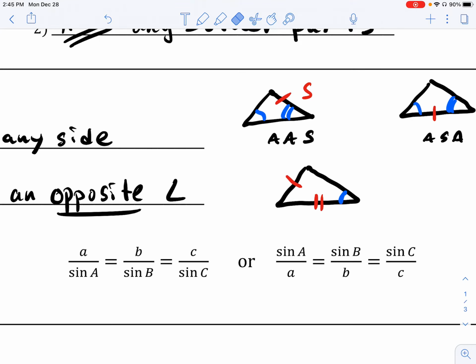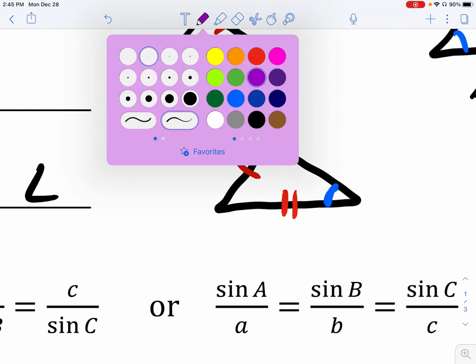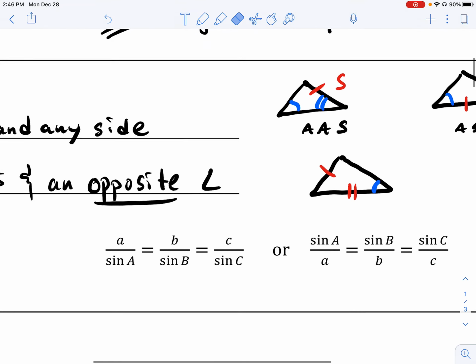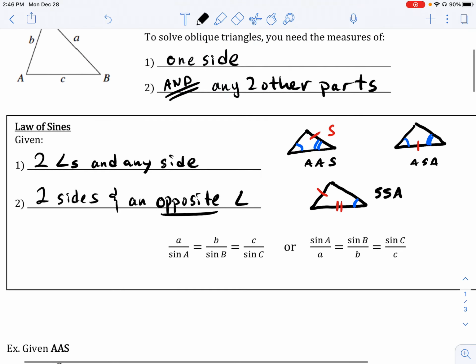or let me just go back on that, see if I can erase this without erasing everything else. Nope, doesn't look like that. So we could be given that angle, or I'll just do this in a different color. We could be given this angle here, because this angle would be opposite of this side. So anytime we're given two sides and an opposite angle, we would call that an SSA case. SSA case. And order doesn't really matter that much. So if you want to flip it around, you can kind of see where that's going.